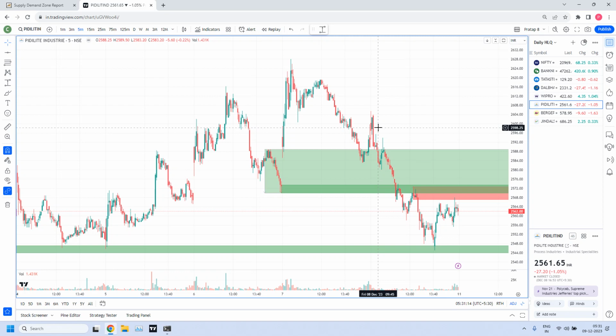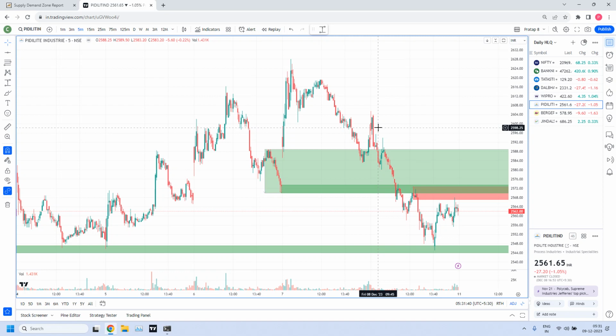Sometimes prices will be flying. With a gap they will be moving up. At that time you may not find opportunities during day trading. Even if you find opportunities, it's a very negligible profit, negligible profit. Or sometimes the trades will go against us.